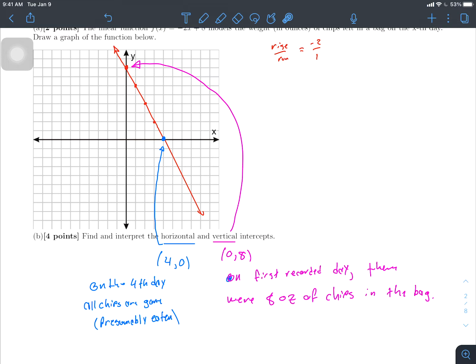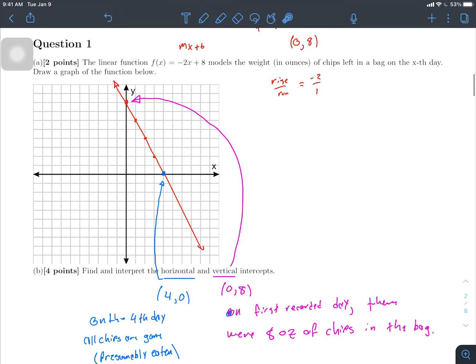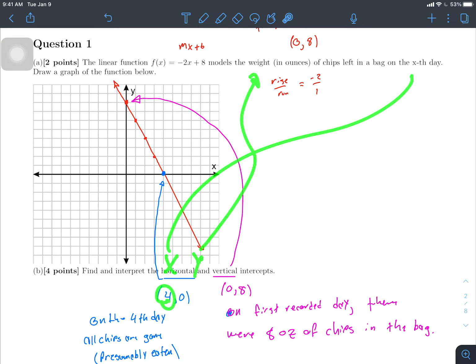Okay, and the other one is, well, the x value is 0, so it's the 0th day. So on the first day, I guess. And there were 8 ounces of chips left in the bag. Okay, so that's how we interpret. We just think about, what do these numbers represent in terms of x and y, and what do x and y represent in terms of the problem?